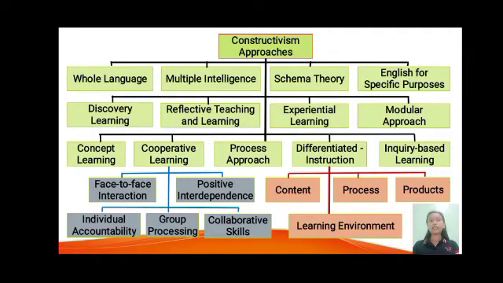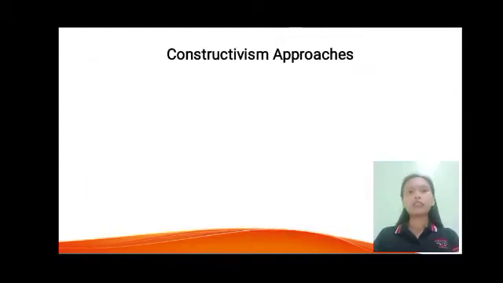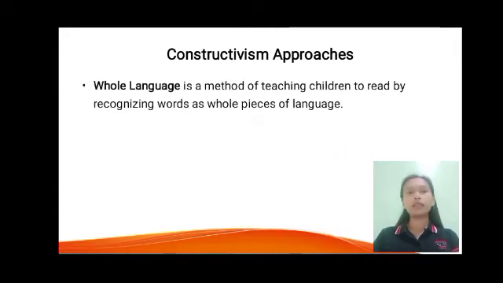Okay, so we have a lot of approaches in constructivism, as we can see on the screen. Under cooperative learning are its elements: the face-to-face interaction, positive interdependence, individual accountability, group processing, and collaborative learning. And we can see also the elements of differentiated instruction, which are the content, process, products, and learning environment. Now let's know the different approaches one by one. Let's begin with the whole language.